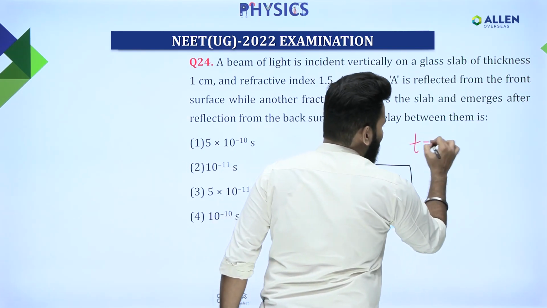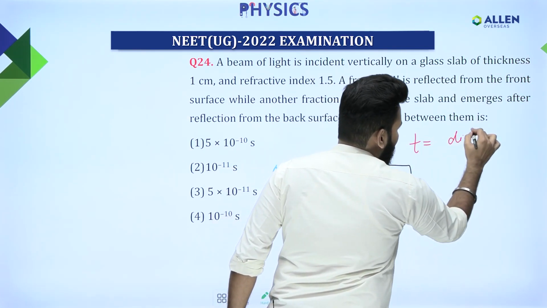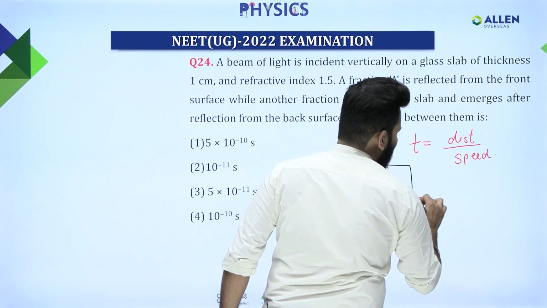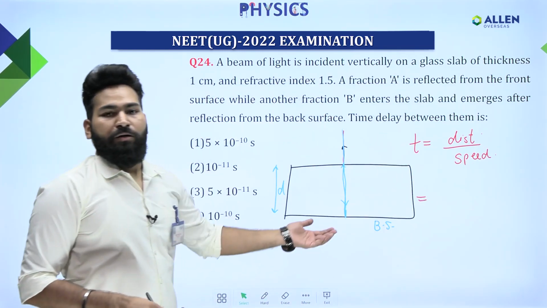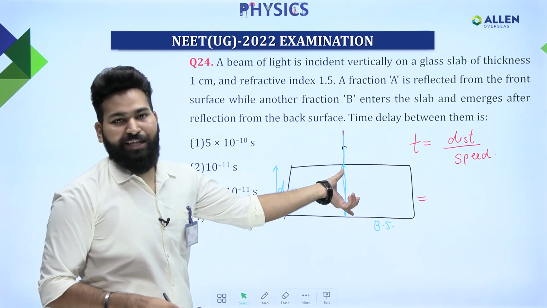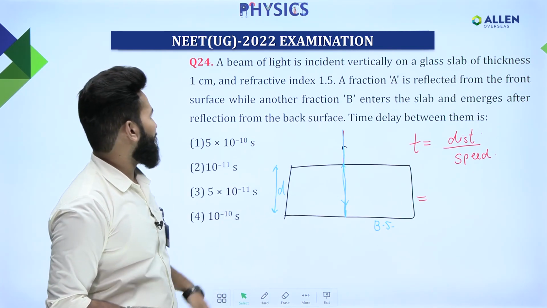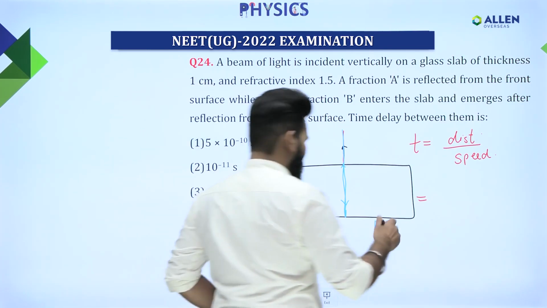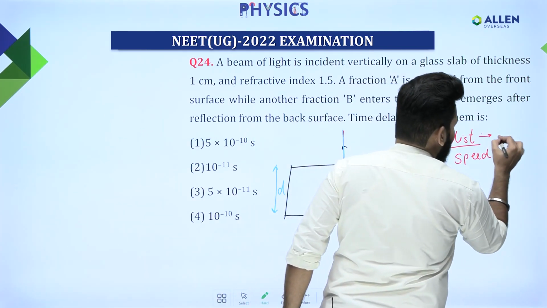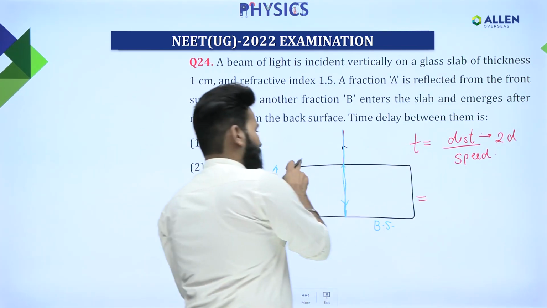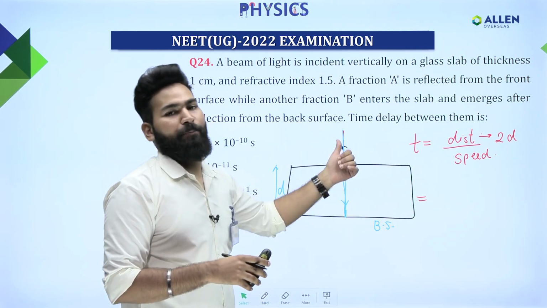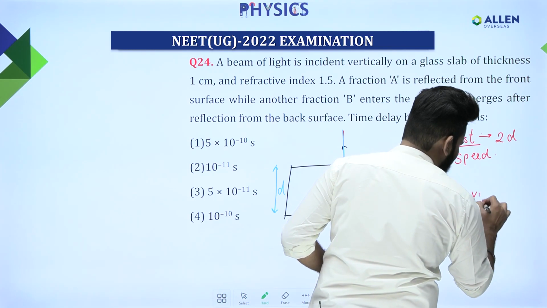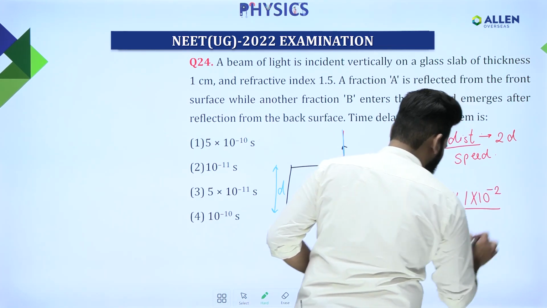So time is nothing but distance upon speed, isn't it? How much is the distance? That means the thickness of the slab, and it's given to you in the question that the thickness of the slab is 1 centimeter. So the distance will be nothing but 2 into this thickness, because it's going down and up as well. So the distance is 2 into d, and d is 1 centimeter. That means 10 raised to the power minus 2 meters.